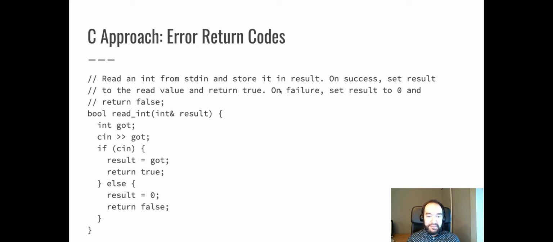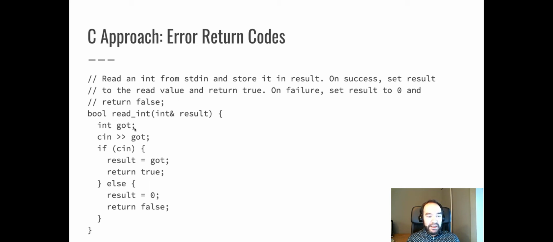On failure, meaning the user typed in something that wasn't an int, the word hello or something, that's not an int, can't be interpreted as an integer. So if that happens, a failure condition, we set the result to the number 0 and return false. Here's my definition for the function.